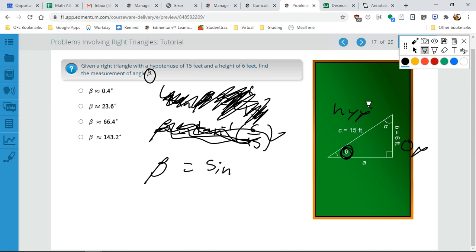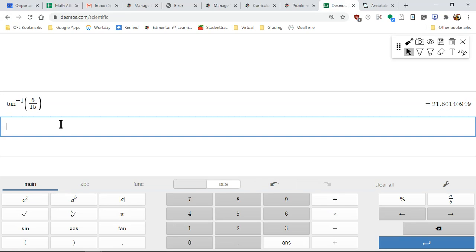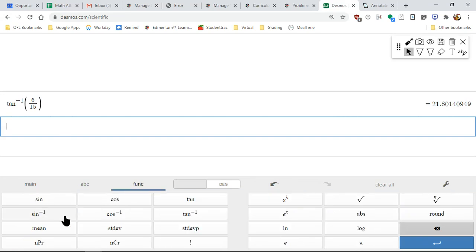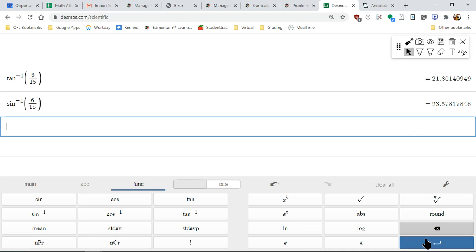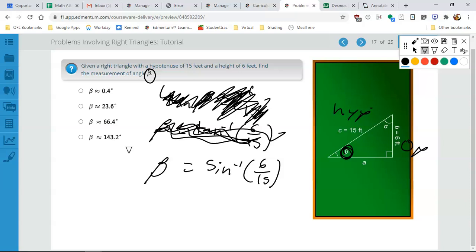So we're doing sine inverse. I'm so sorry. Sine inverse of 6 over 15. So, well, still can't get mad at Desmos, I guess. I mean, I can. It's just not going to be productive. All right. So let's see how we're doing. All right, 23.57. I think I saw that one. Yep, 23.6.